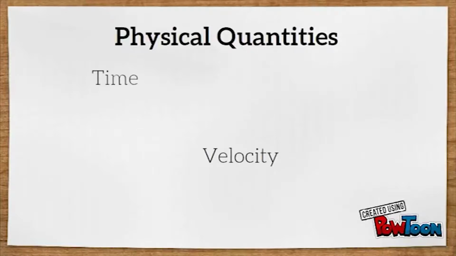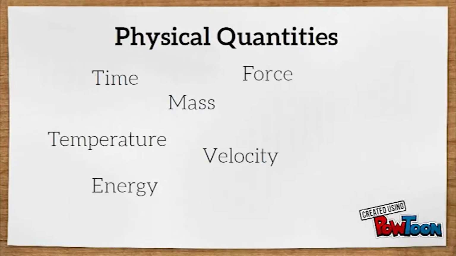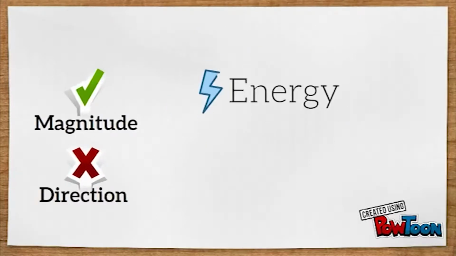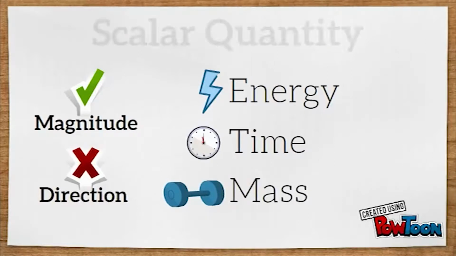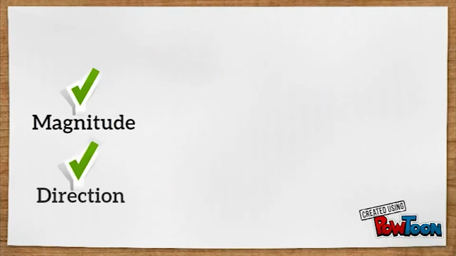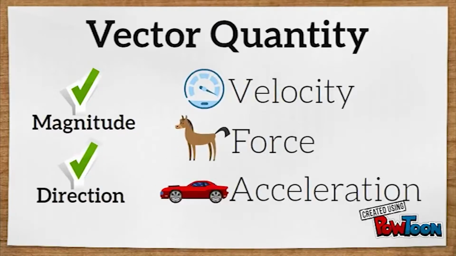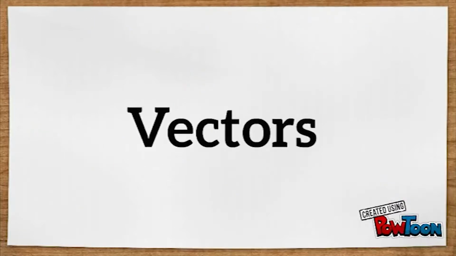There are many physical quantities that are part of our daily lives. In fact, these quantities can be divided into two types. If it is a quantity with only magnitude, like energy, time, or mass, then it is a scalar quantity. On the other hand, if it is a quantity with both magnitude and direction, such as velocity, force, or acceleration, it is a vector quantity. Our main focus today will be on the latter, vectors.